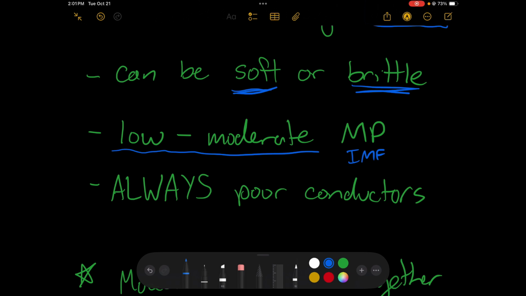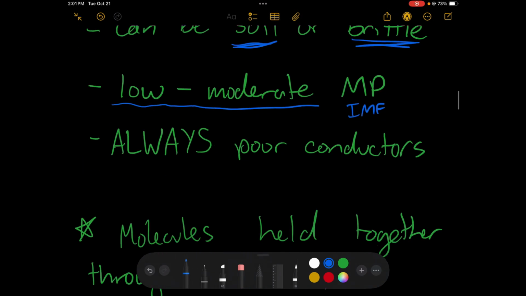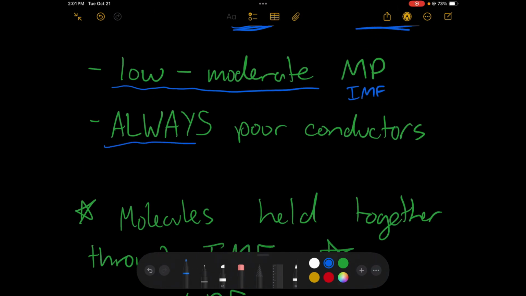So an ionic substance that has ions that are ionically bonded to everything else around it takes a lot more energy to rip apart than a covalent substance, where you only have to break the intermolecular forces between different molecules. All right, covalent substances are always going to be poor conductors because they do not have metals. It doesn't matter what state they are in, solid, liquid, gas. They're not going to conduct electricity.